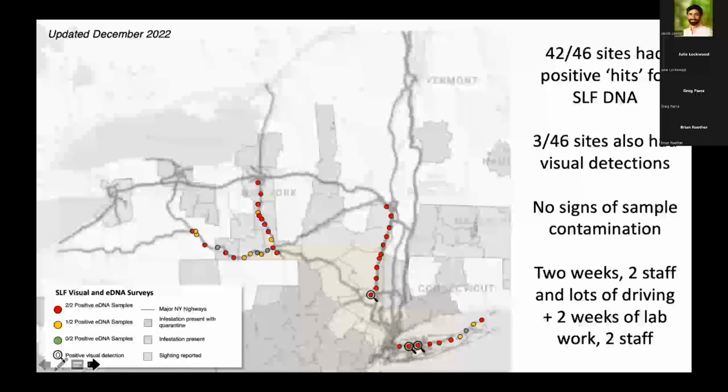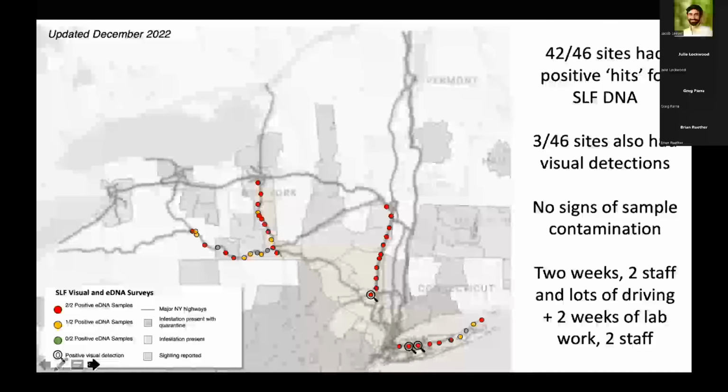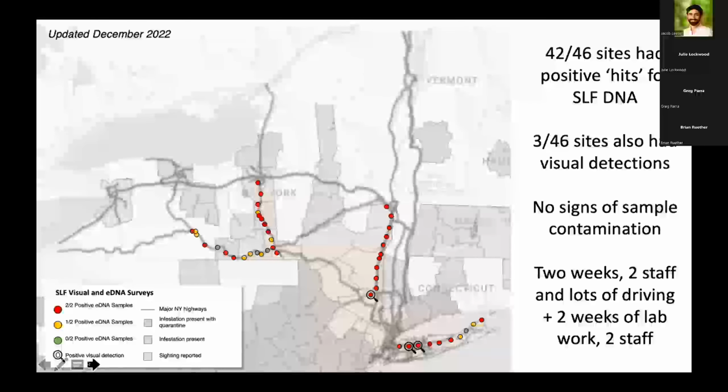So in the end, we got 42 out of 46 of our sites where we stopped the truck and sampled were positive for SLF DNA, where only 3 of those 46 also had visual detections. We had no signs of contamination either in the lab or in the field, which is very good news. Another useful statistic is this was about 2 weeks and 2 staff and a lot of driving to do the field part, and about 2 weeks of lab work and 2 staff members to process all the filters that went through back in the lab to see if they had SLF DNA.